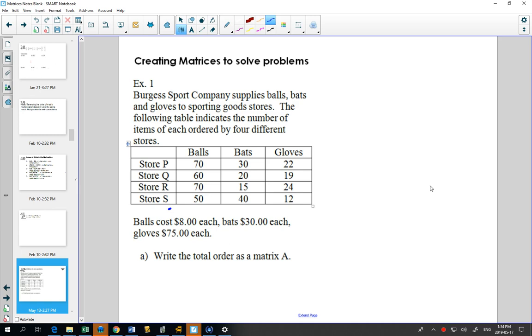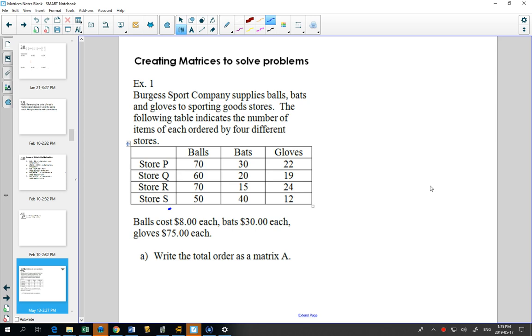There's nothing you learn in high school anywhere that has no reason whatsoever. But sometimes it might feel that way. Like, why are we learning this? Where's the application? How does this work? Well, what we're going to look at today is how we can use matrices and matrix multiplication to help us solve some problems that you could solve with your old math as well, but we can see how matrices might be able to help us. So we've got a sports company that supplies balls, bats, and gloves to different stores.